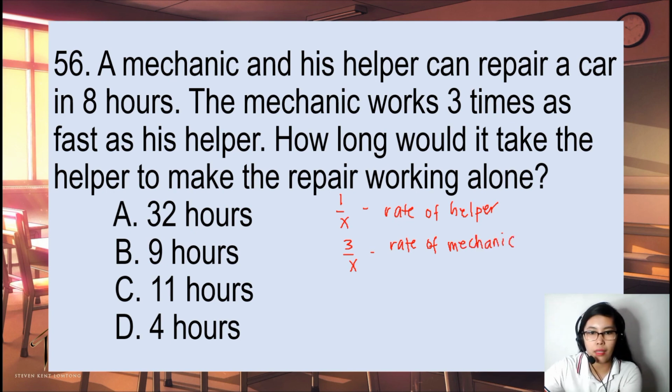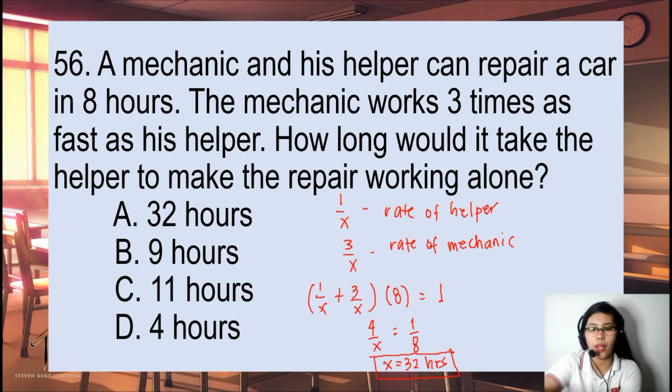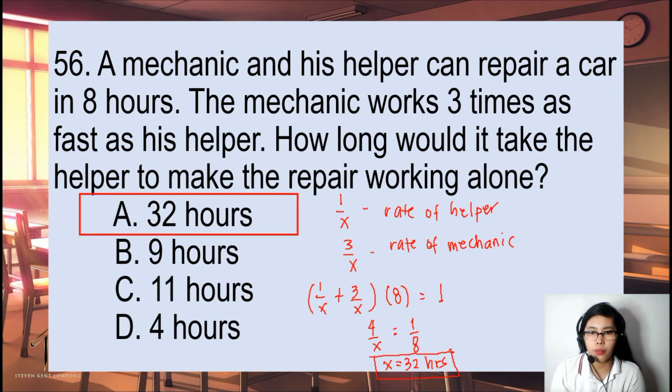Then, if we write this in our equation, that's 1 over x plus 3 over x multiplied by 8, because they can repair a car in 8 hours. So, that's equal to 1. So, let's simplify. This is 4 over x equal to 1 over 8. And x is equal to 32. 32 hours.